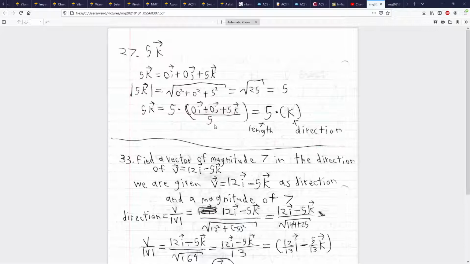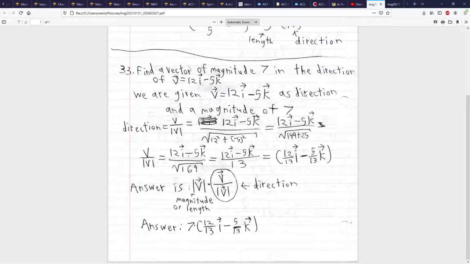Then we can write 5k using the formula from before. We have the magnitude of the vector v here, and then the vector v. We can simplify by 0 divided by 5, 0 divided by 5, 5 divided by 5. So it's 1 times k, which turns out to be the direction. So the direction is just k, and the length is 5.